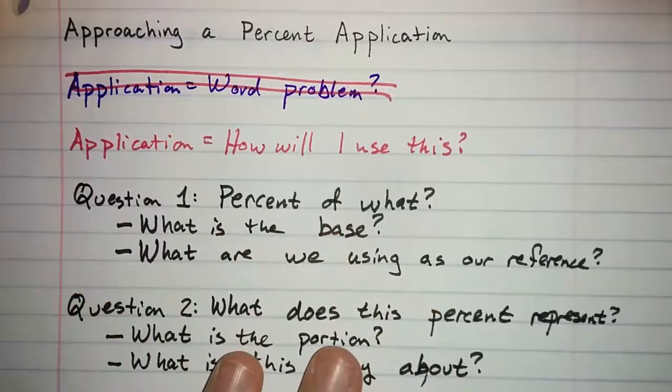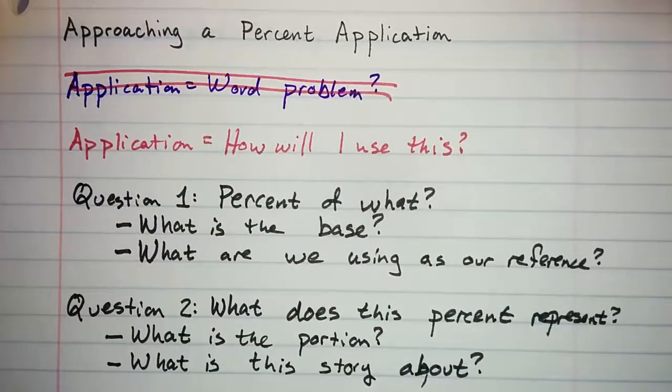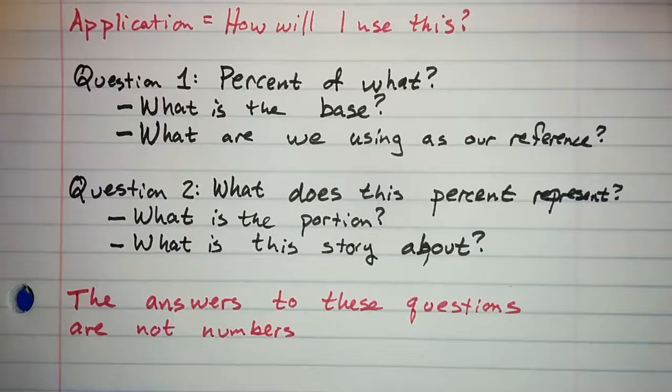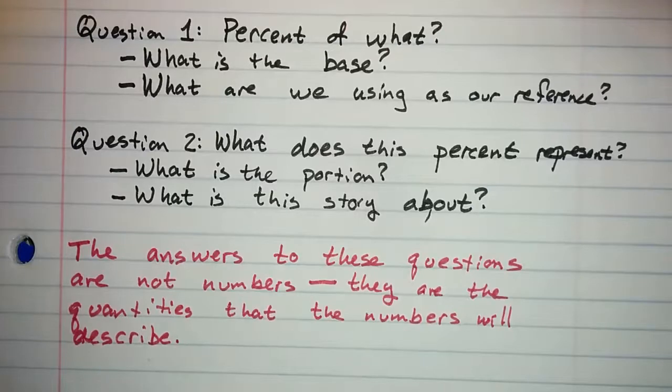Notice, these are both questions whose answers are not numbers. So when we say, what is the base, we're looking for all high school students, not 2,387 if there are 2,387 high school students. We're looking for the quantities that the numbers will describe. Often when we encounter a percent story in real life, the numbers aren't right there. We have to go out and look up how many high school students there are in the United States, if we want to figure out what number the base is.